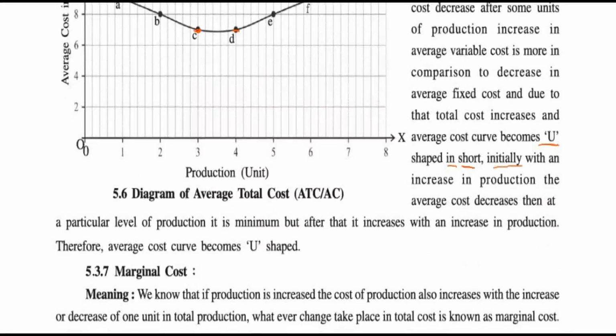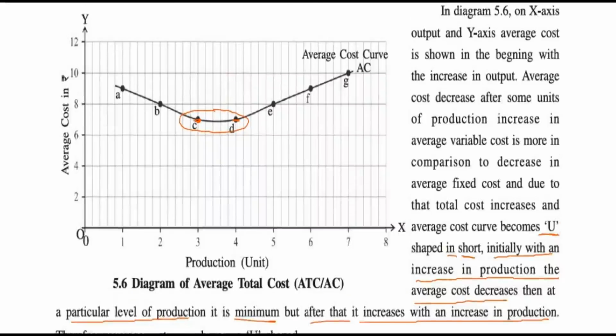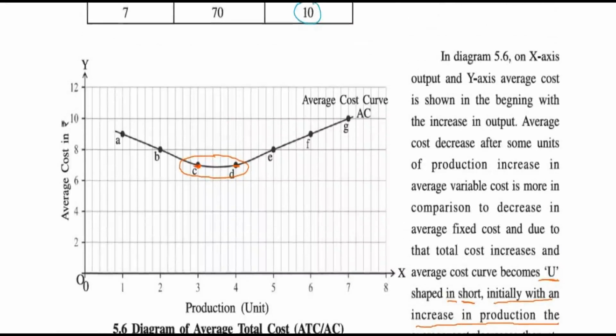In short, initially with an increase in production, the average cost decreases. At a particular level of production, it is minimum. See, in this case, up here, it is minimum. And after that, it increases with an increase in production. So the average cost curve becomes U-shaped. And this is happening because of the increase of the variable cost.